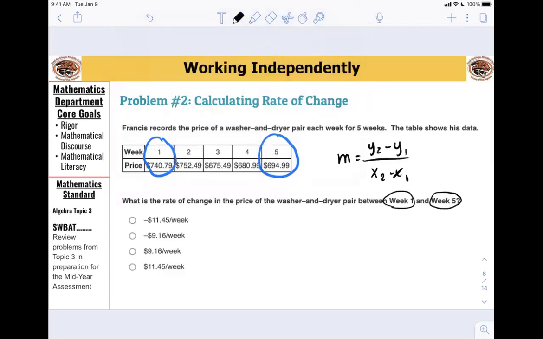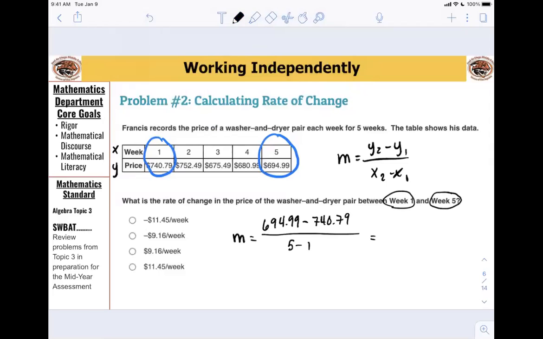Now, when I have a table that's horizontal, which of these is going to be my x values and which of them is my y values? X is 5 and 1. So the number of weeks is the x values, and the price is the y values. On a horizontal table, it's always x on top and y underneath. And now I just plug everything in. This is 694.99 minus 740.79, all over 5 minus 1.